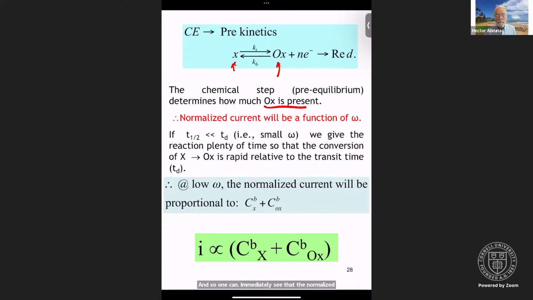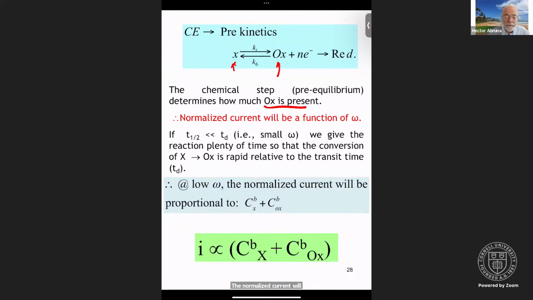Why is that? Because as we vary the rate of rotation, what we're doing is increasing the flux, but that flux can only keep track with the rate of rotation when the chemical reaction, this pre-equilibration, is fast enough. If it is not, what we will observe in a qualitative sense is that as we go to higher and higher rates of rotation, the normalized current will decrease.